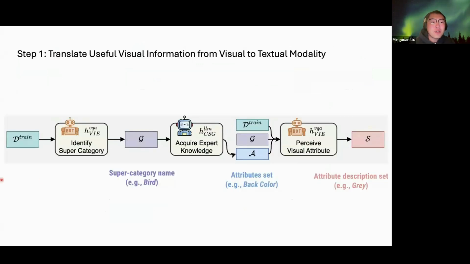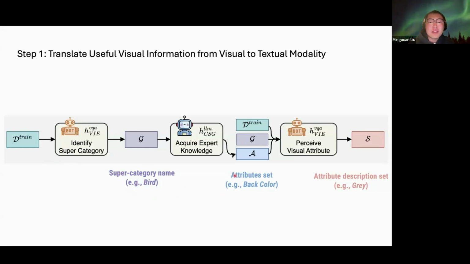So first, we have a few still unlabeled images here, and we have no prior knowledge about these images. We can first use the VQA model to identify a supercategory from these few observations, for example, a bird, if we have some bird images. After we obtain the supercategory, we can use its name to query an LLM to obtain a list of useful visual attributes that can help us distinguish a specific foreground bird species.